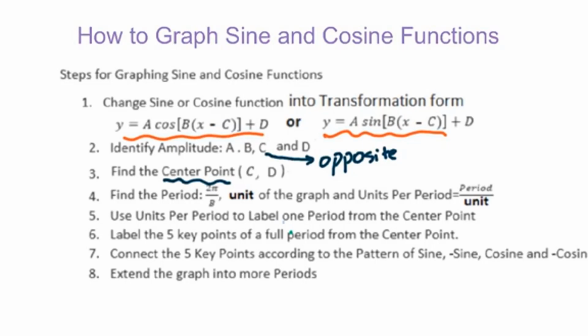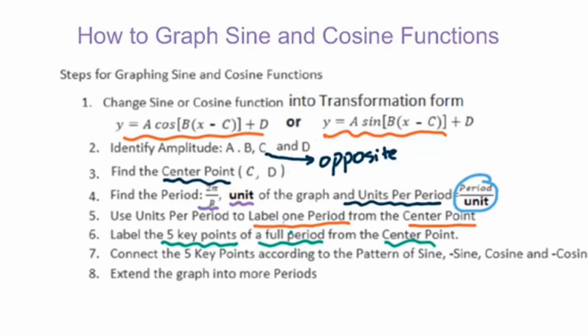Then check what kind of graph paper you've got. You figure out the period and then the unit of the graph. Then use period divided by units to figure out for each period how many units are needed. Then use units per period to label one period from the center point. You need to figure out the 5 key points of a full period from the center point.